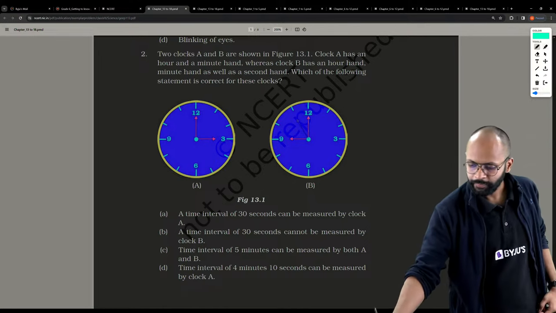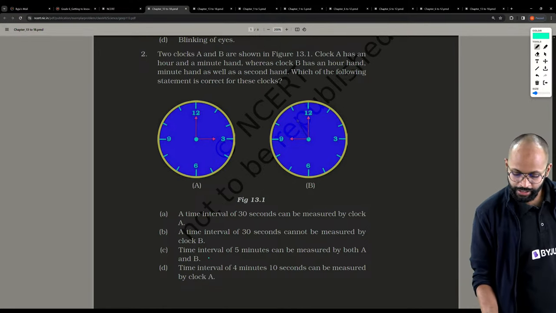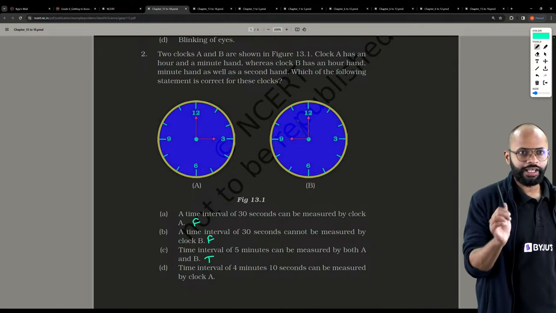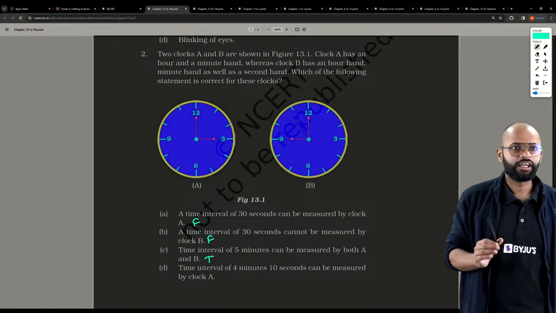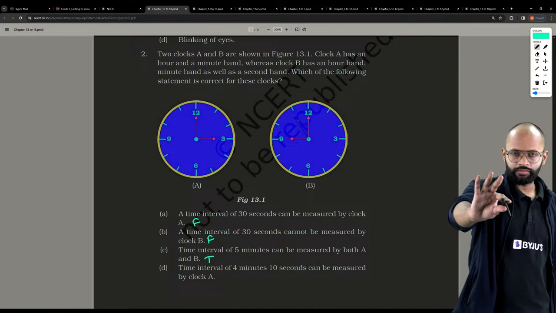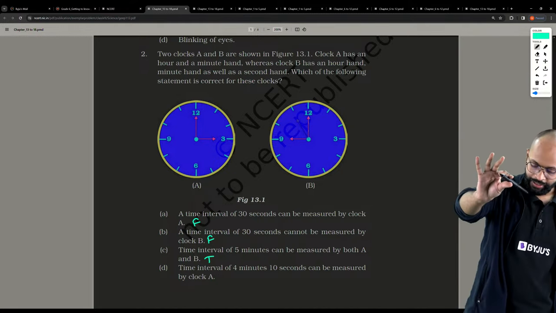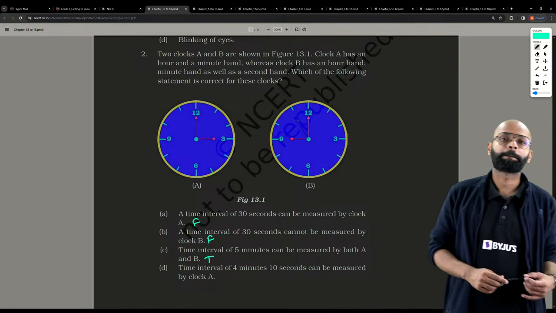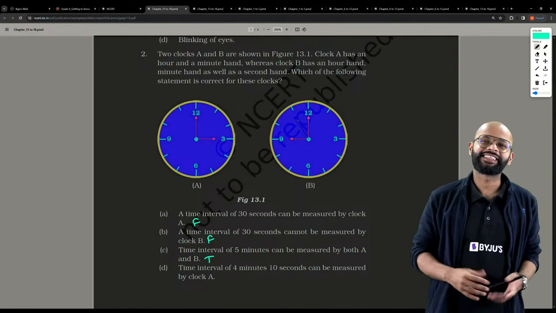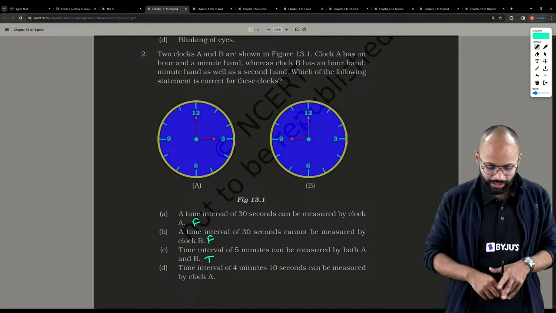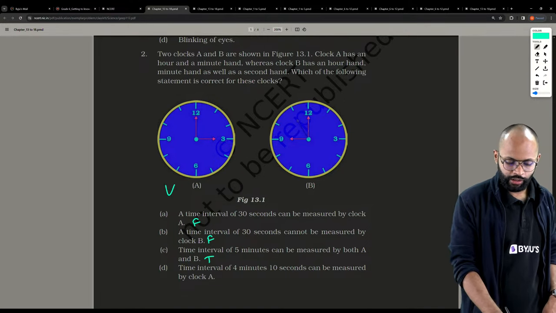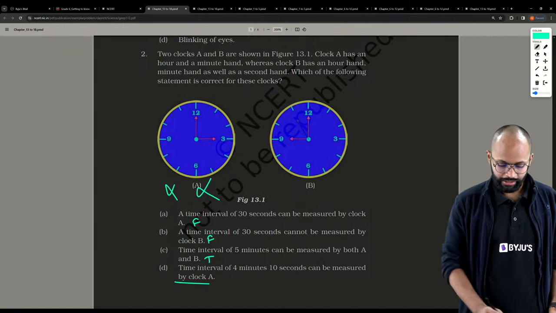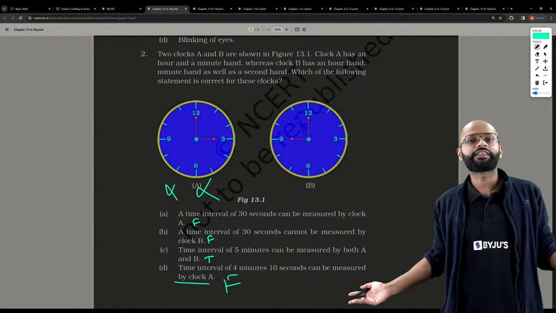So that's why option C is true. This is false. Is the last one, C, clear? Yes. Is C clear? Quickly tell me. Abdul, I want an answer. Time interval of 4 minutes 10 seconds can be measured by clock A. 4 minutes and 10 seconds, what are you saying, sir, this is out of syllabus. Clock one cannot measure 4 minutes, clock one cannot measure 10 seconds, and it says by clock A. No, so it is false. So the correct answer is option C.